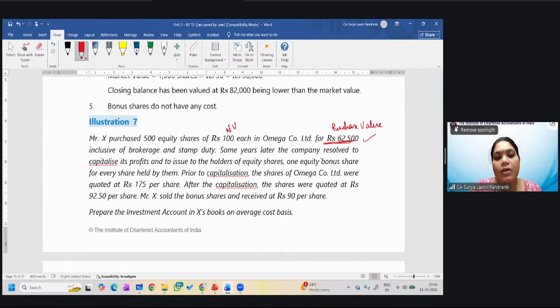Some years later, the company resolved to capitalize its profits and to issue to holders of equity shares 1 equity bonus share for every share held by them. Then the bonus ratio here is 1:1. If you hold 1 share, you get 1 more share for free. Before capitalization, this is the market value, and after capitalization, this is the market value, the quoted price. Mr. X sold the bonus shares and received 90 per share. They're asking you to prepare the investment account on an average cost basis. Can you do this?